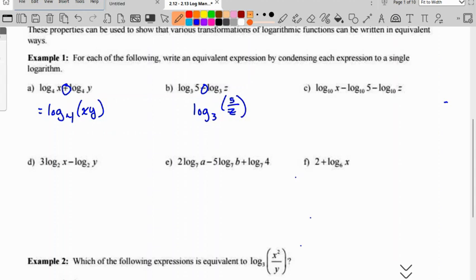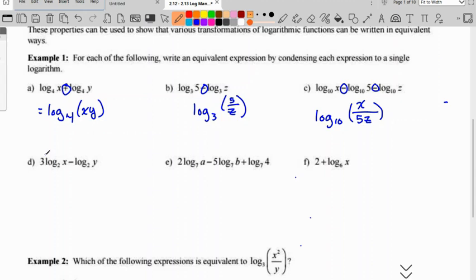Okay, and then we have a whole string of them, and they're all log base 10. So I know that's going to be the log base 10 of, and we said every positive term will go in the numerator. So we've got the x there that'll go in the numerator, and then we've got a 5 and a z that both have minuses in front of them. So they'll be multiplied together in the denominator. So that's over 5z.